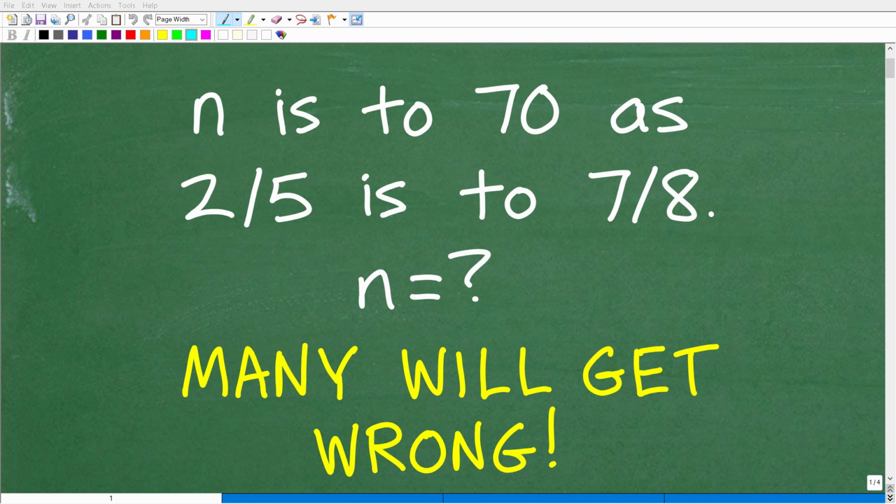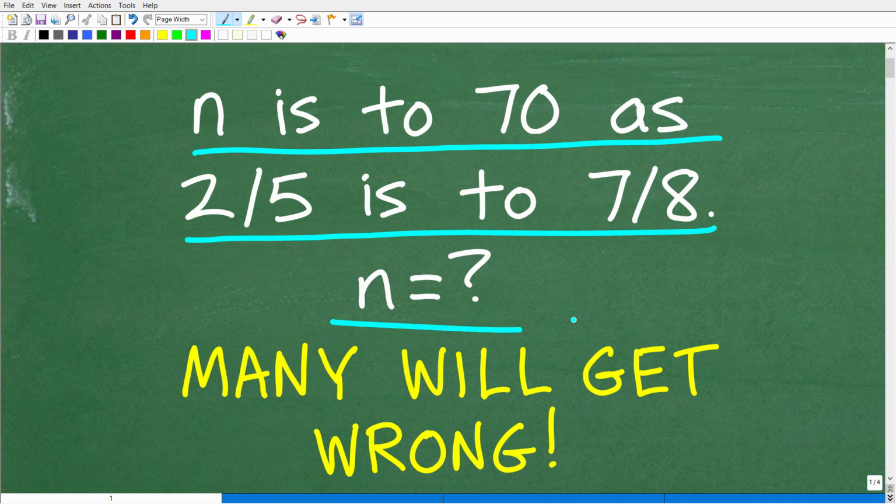Okay, so a lot of people are not going to be able to solve this math problem, likely because of a few different reasons, which of course I will be covering in this video. But let's see how you do with this problem. And the problem is the following. N is to 70 as 2 fifths is to 7 eighths. What is the value of N?